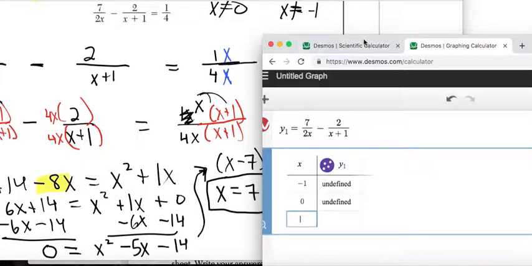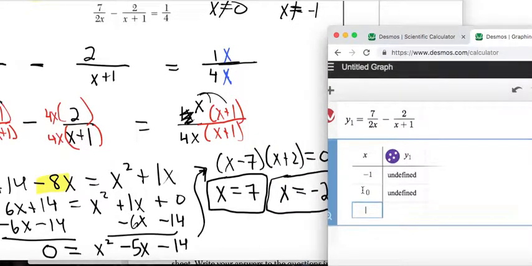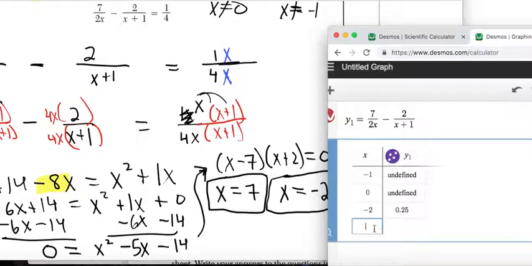So all I'm going to do is check the two numbers now. Negative 2 results in 0.25, which is 1/4. 7 also results in 0.25, which is 1/4. So that was a quick way to check that we got the correct answers. So that was all there was to it, guys.